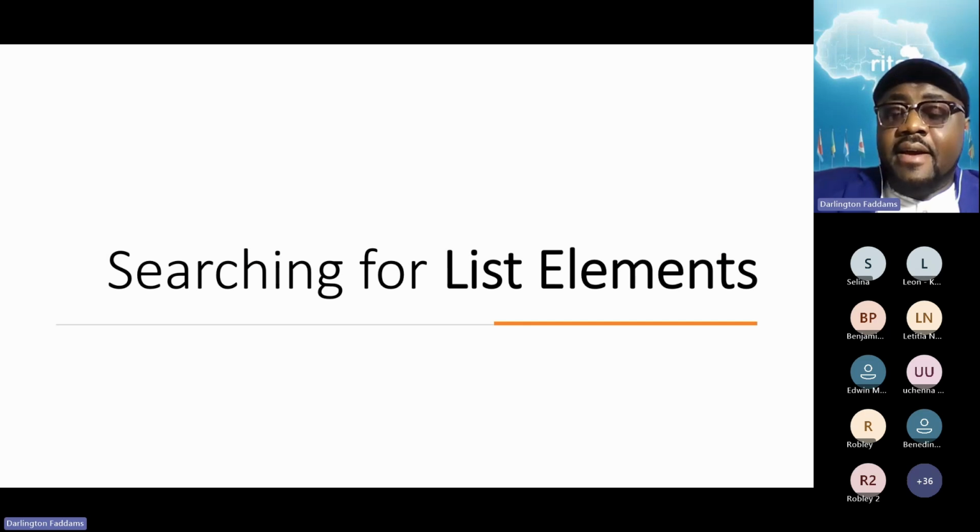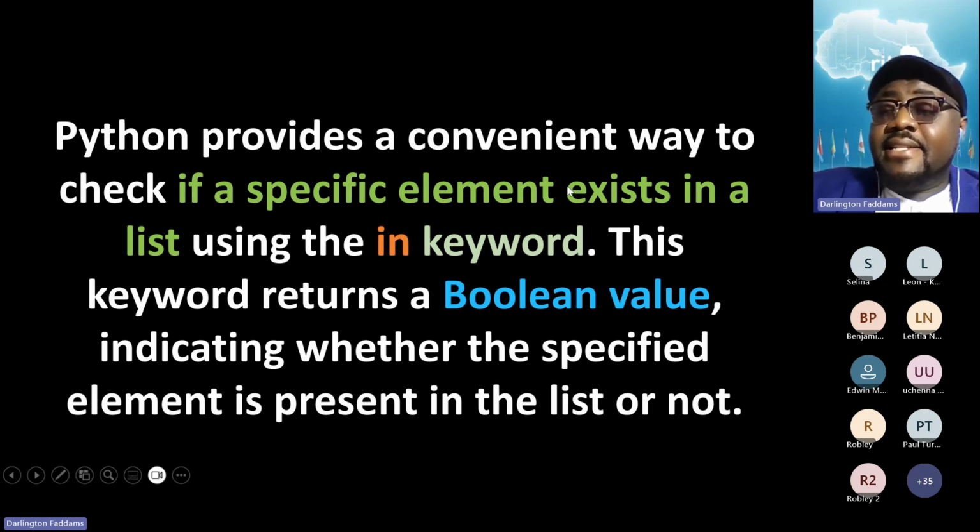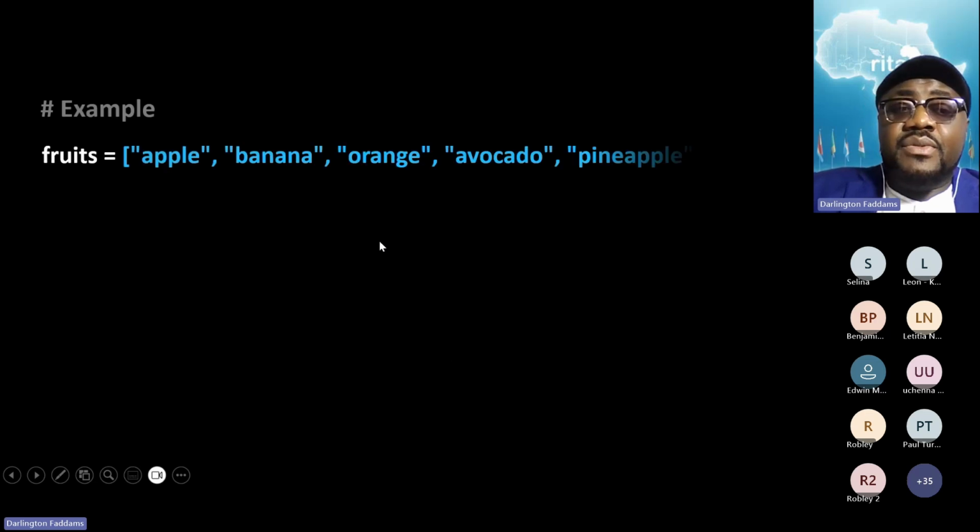All right. Now, if you want to search for an item within a list, we use what is called the in keyword. So Python provides a convenient way to check if a specific element exists in a list using what is called the in keyword. So please type in the chat for me, IN. This is called the in keyword. This returns a Boolean value, yes or no, indicating whether the specified element is present in the list or not. So it is very simple to use.